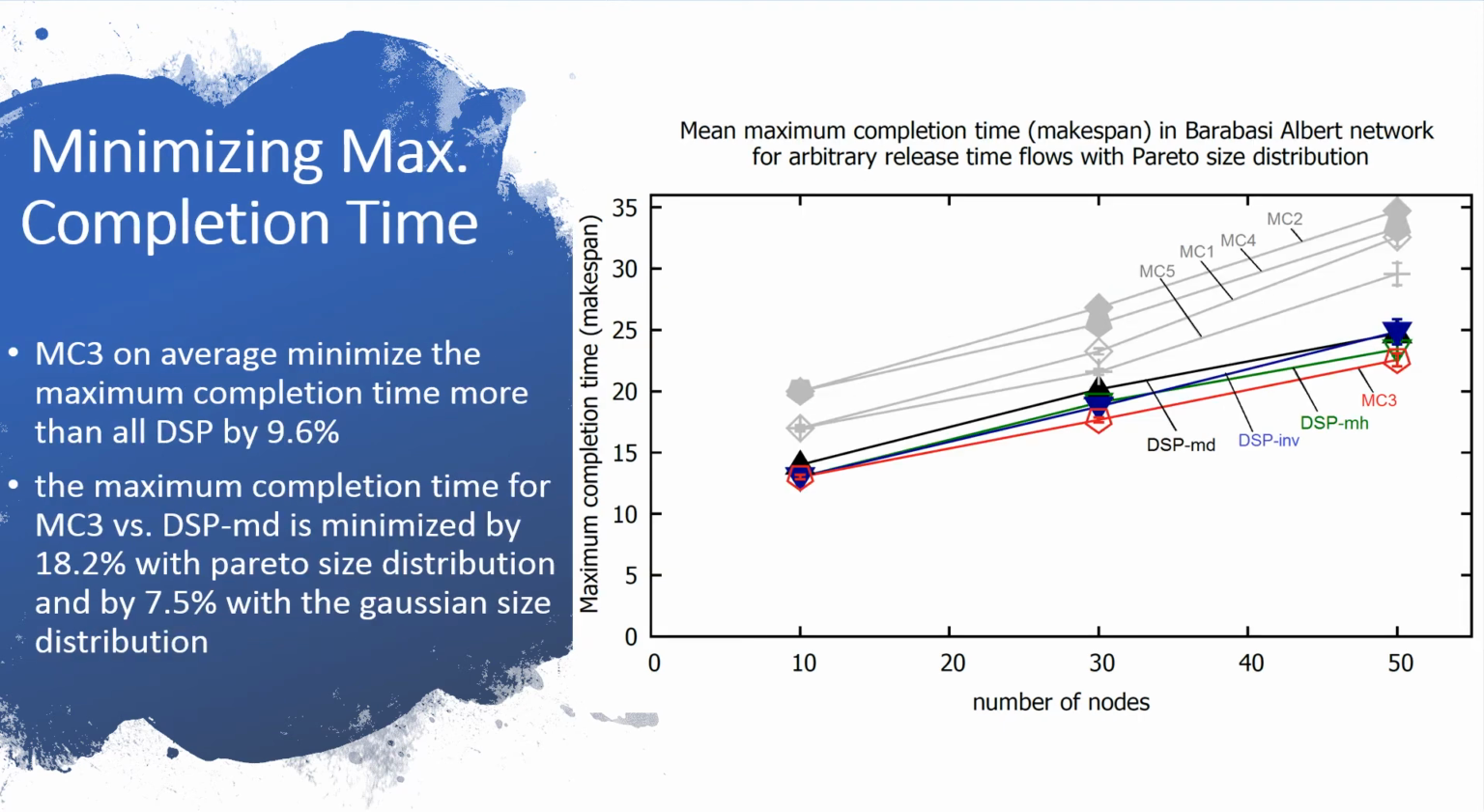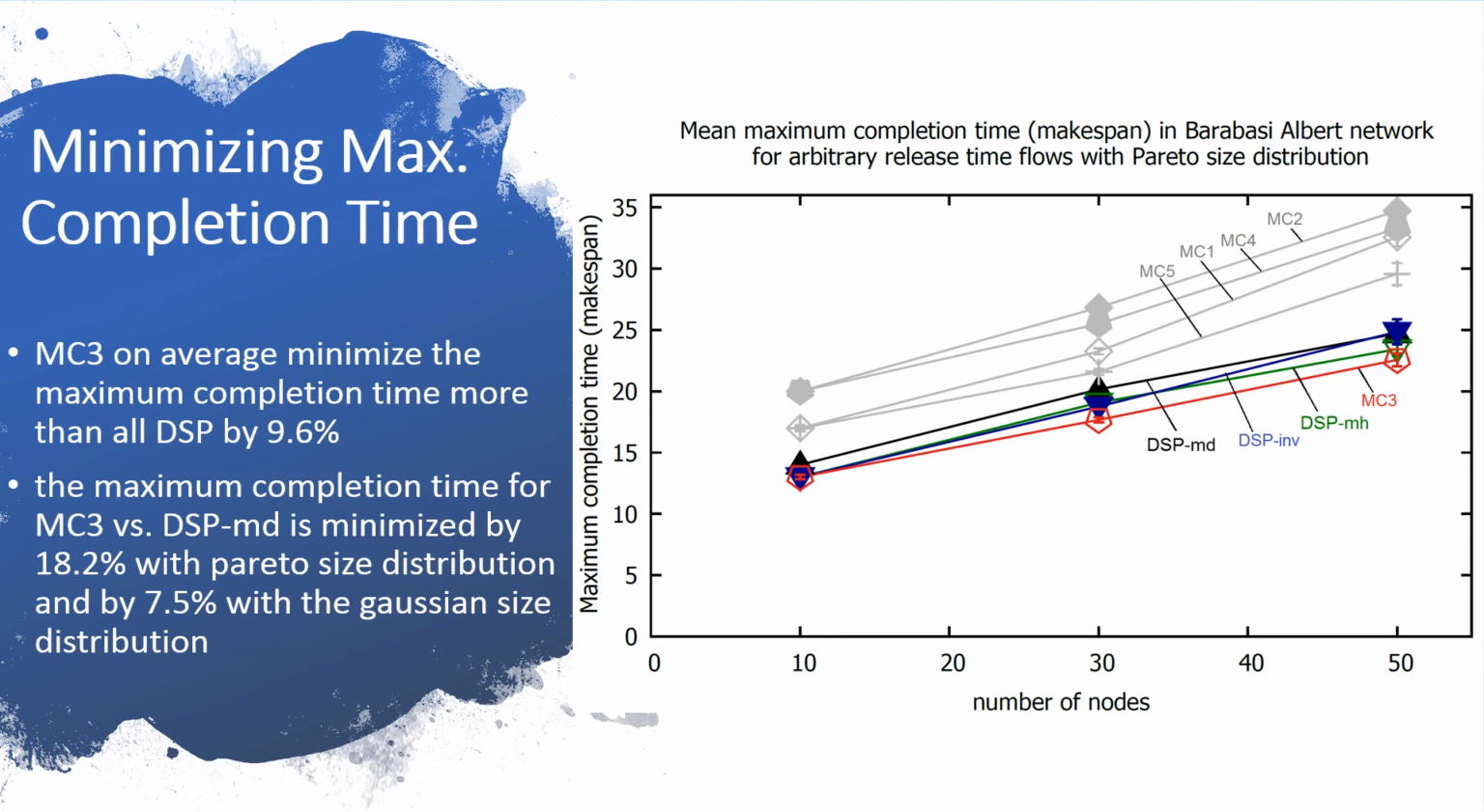In the effort of minimizing the maximum completion time, we found that MC3 minimizes it more than all DSP algorithms on average by 9.6%. Moreover, we have found that the maximum completion time for MC3 compared to DSP-MD is minimized with flows with Pareto size distribution more than with flows of Gaussian size distribution by 18.2% and 7.5% respectively.